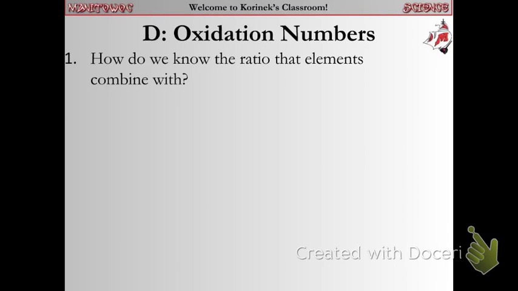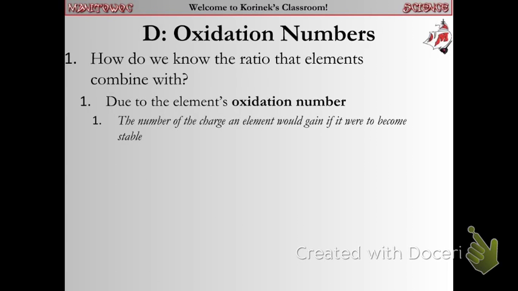All right, so the question might arise, how do we know the ratio that elements combine with, like H2O? How do we know that? Or in the previous example, I had copper(II) chloride, CuCl2. Well, it's all got something to do with oxidation numbers. The oxidation number is the charge an element would gain if it were to become stable.